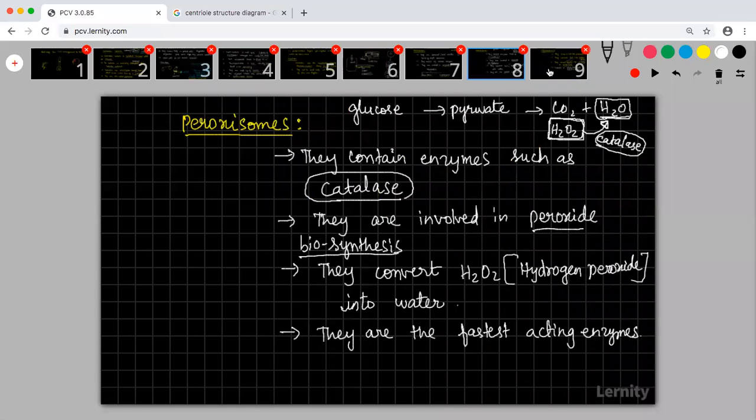Somes means body. Eighth slide. Okay, with this we are completing microbodies also. Microbodies is over. So now we'll move on to all the slides tomorrow.